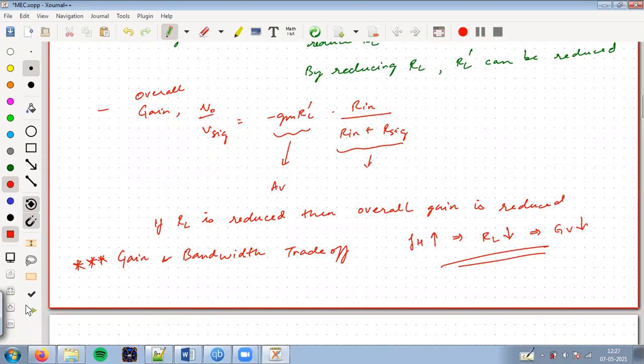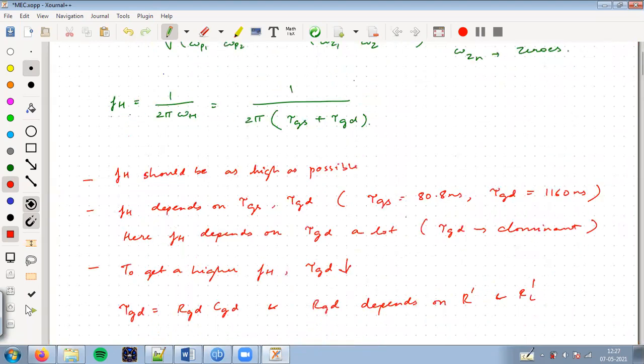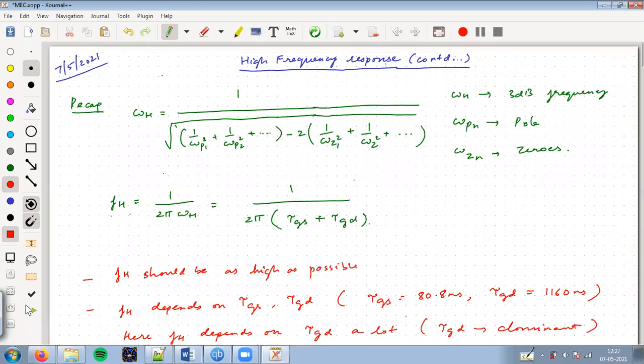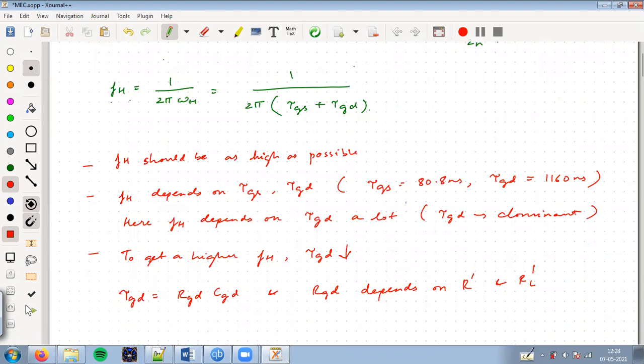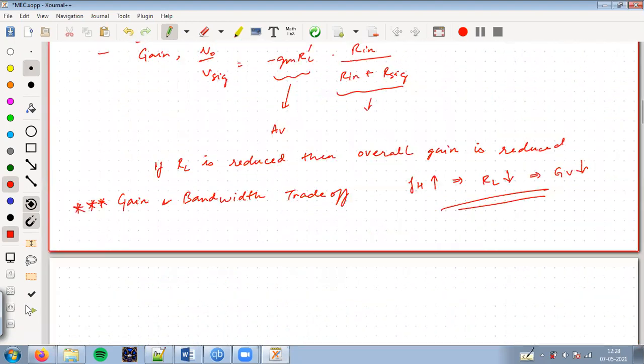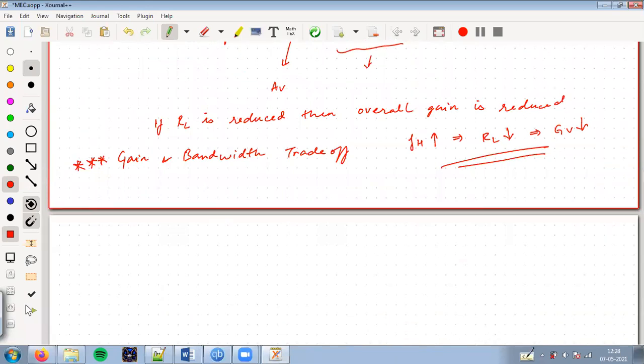Any queries till now? This is actually a continuation of the problem which we solved in the last session. I've not made any inferences in the last class, but keeping that in mind, I have continued it. Always remember the last point. In order to increase your bandwidth, you have to reduce your gain. In order to increase your gain, you have to reduce your bandwidth. So again, this depends upon which application you are using.